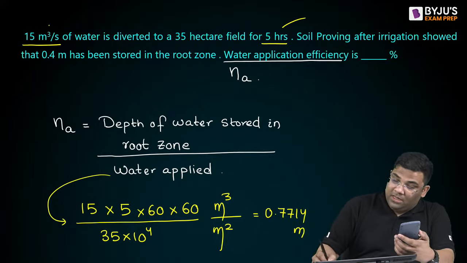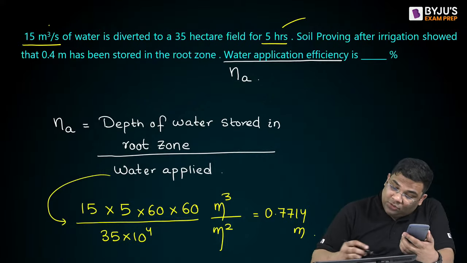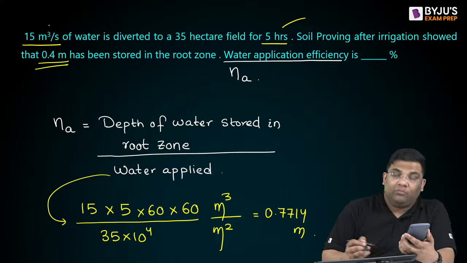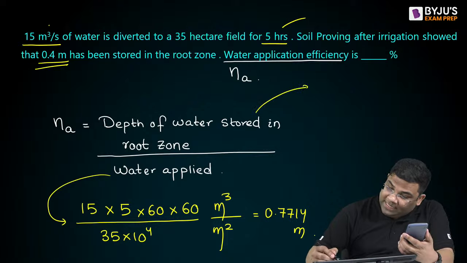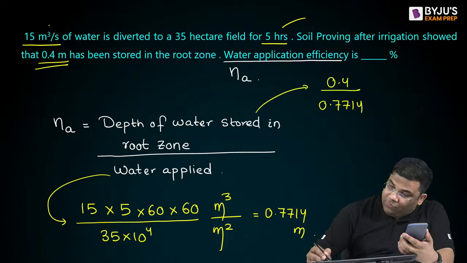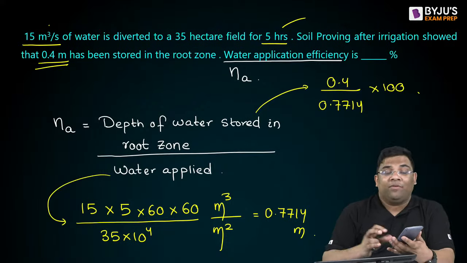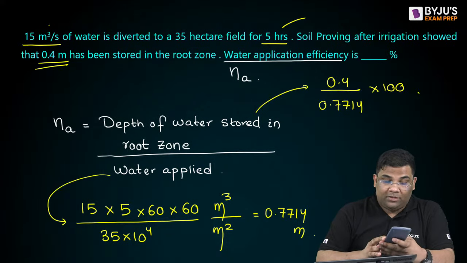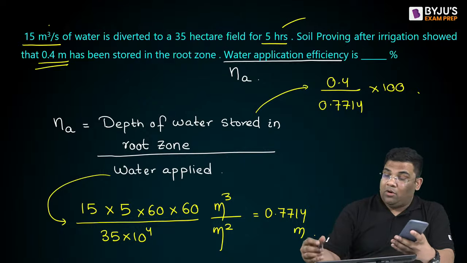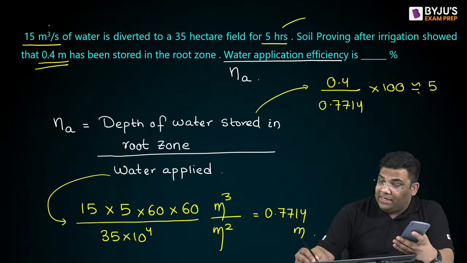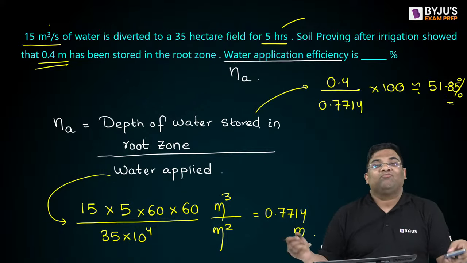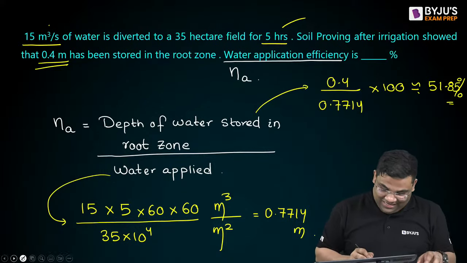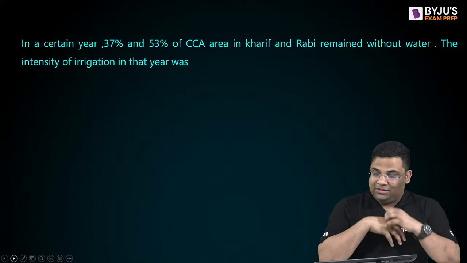0.7714 meter. Now, the depth of water stored in the root zone is given to you, 0.4 meter. So from here I can easily find out 0.4 divided by 0.7714 into 100. Very straightforward question. So 0.4 divided by 0.7714, into 100, giving me almost 51.85, or 52% of irrigation efficiency. Right? Next question.